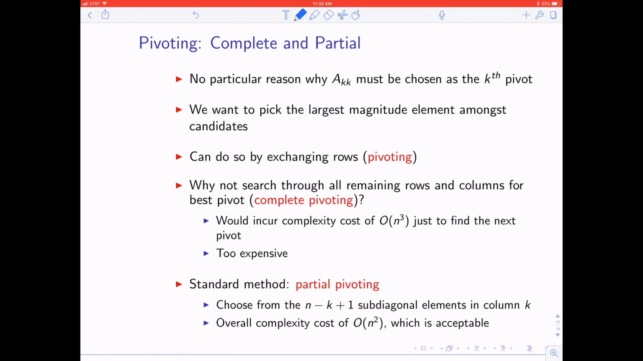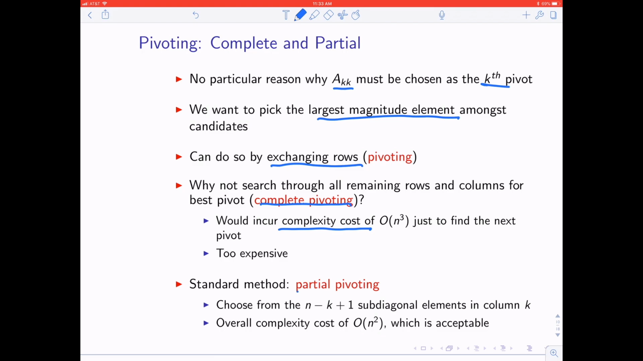The basic idea here is that you don't have to go in order. So there's no reason why A_kk, the things on the diagonal, have to be the kth pivot. Based on our previous discussion, we'd like to pick the largest magnitude element from the candidates that we have, and the way we do this is by exchanging rows. So one thing you could do is search through your whole matrix to find the best pivot, and this is called complete pivoting, but it turns out that this is very computationally costly just to find the next pivot. So we don't want to do that.